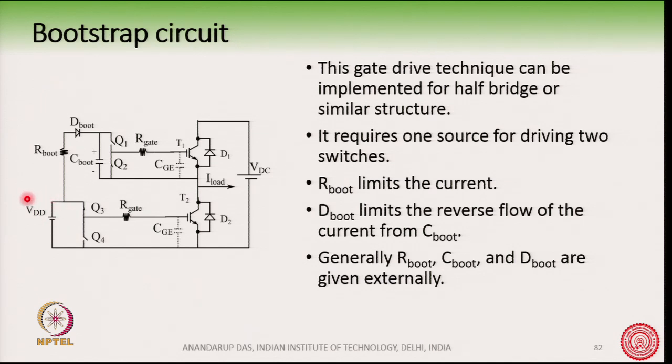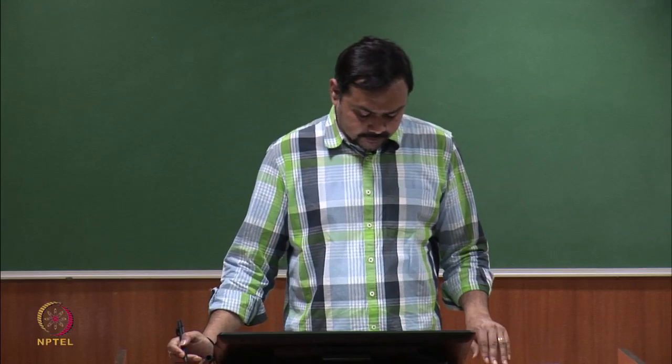With a bootstrap circuit, with one single gate driver, we can drive both the upper and lower side IGBTs. For this, we will need some additional components, which we will see here. But with one source, as you can see here, with one source VDD, we will be driving both the upper and lower side IGBTs. Fine. So, in this bootstrap circuit, what are the components?